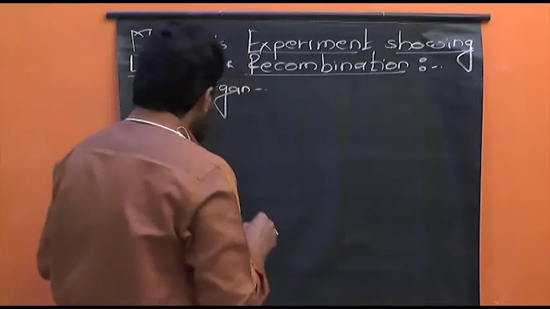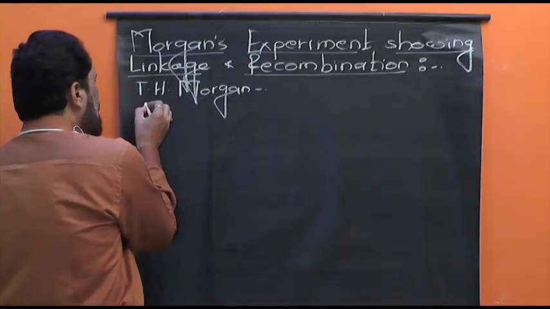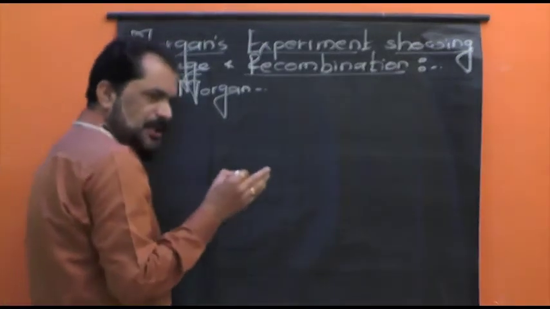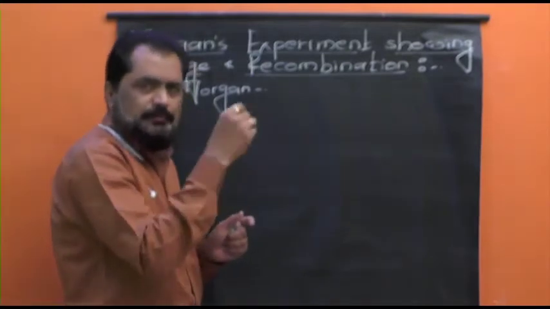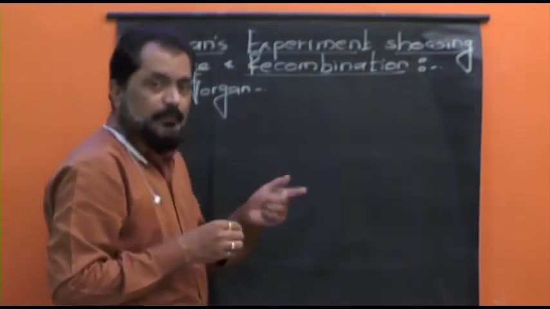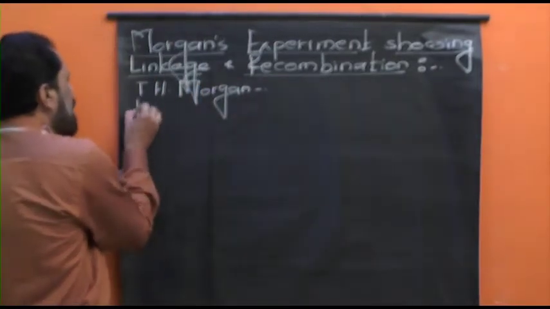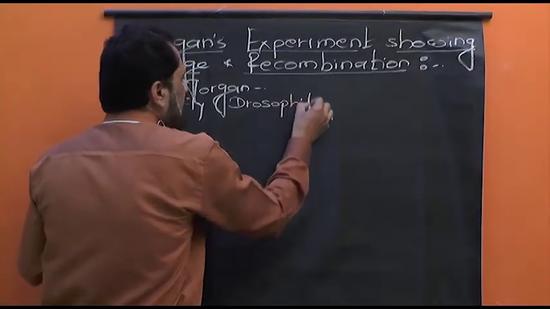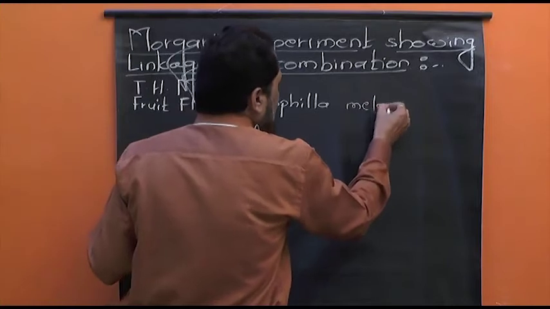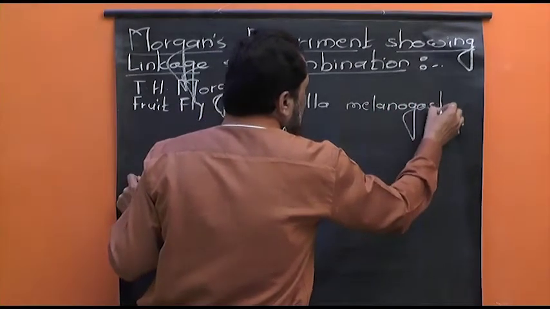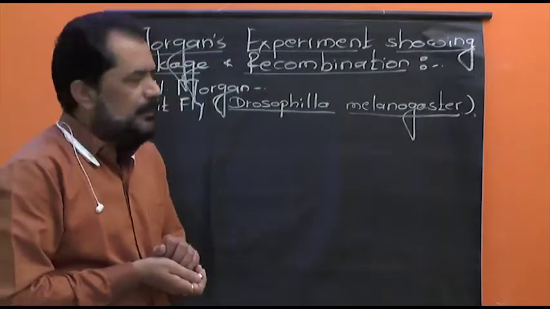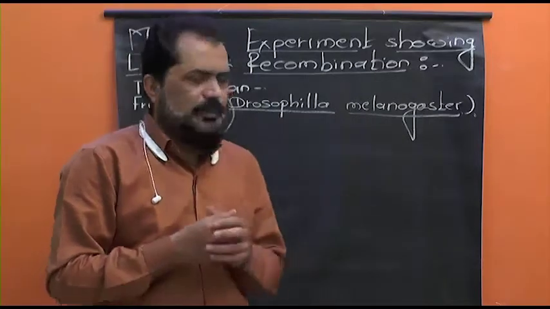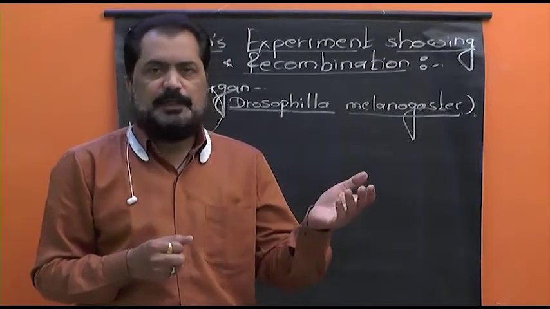Listen, T.H. Morgan was an American biologist and he discovered different phenomena such as linkage, sex linkage, and recombination by means of crossing over by performing experiments on the fruit fly. Scientific name Drosophila melanogaster. It is a small sized insect. Now the question arises, why did Morgan select Drosophila melanogaster as his experimental material?